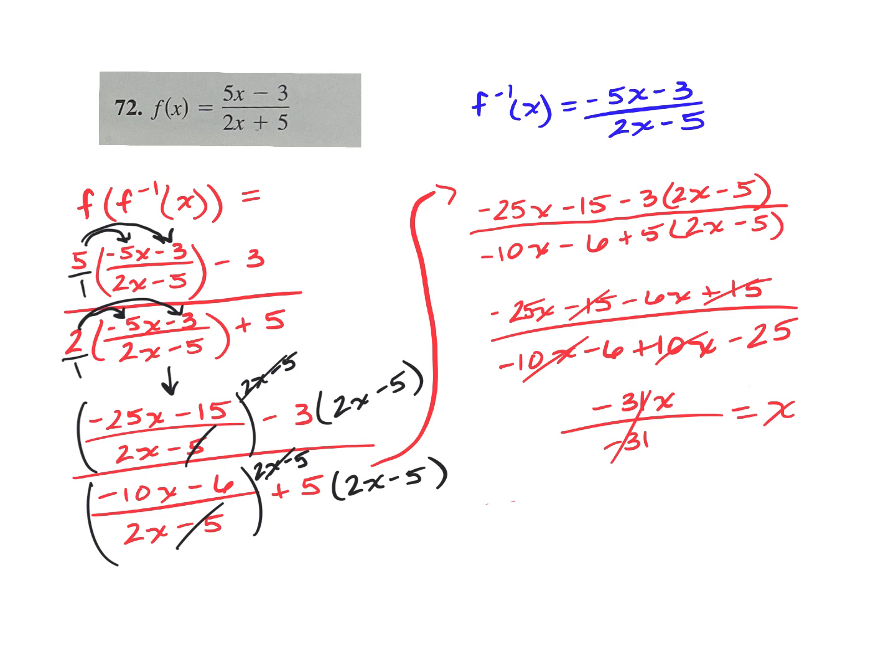So the negative 25x and the negative 6x on the top gives me negative 31x on the top. The 15s cancel. And then on the bottom, the negative 10x and the positive 10x cancel, and negative 6 minus 25 more is negative 31. So the negative 31x over negative 31, the negative 31s cancel, and you can see I just get x there.